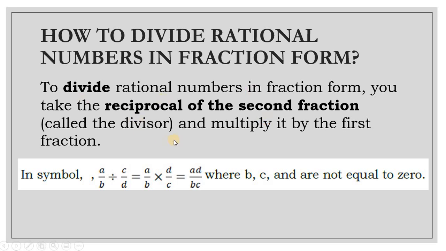Okay, call the divisor and multiply it by the first fraction. So, ang gagawin lang natin in symbol, A over B divided by C over D is equal to A over B. Yung first fraction natin, same pa din. Wala tayong gagawin. Pero yung second fraction natin or yung divisor, kukunin natin yung reciprocal. Pagbabalik na rin natin. So, yung C over D dito, magiging D over C.